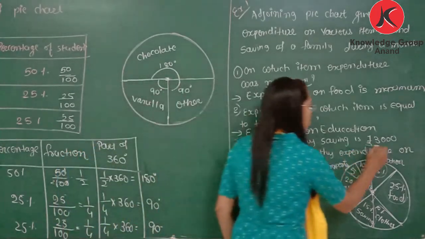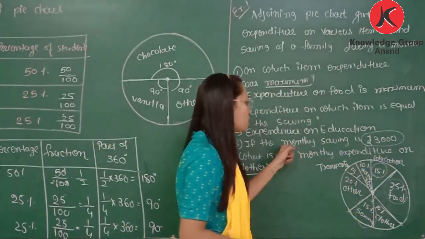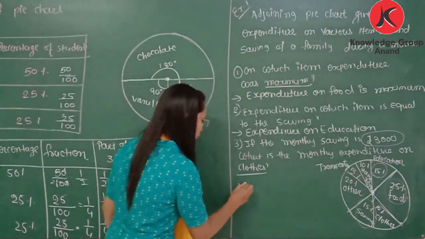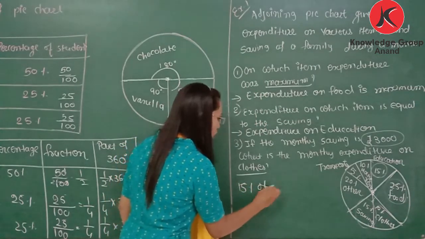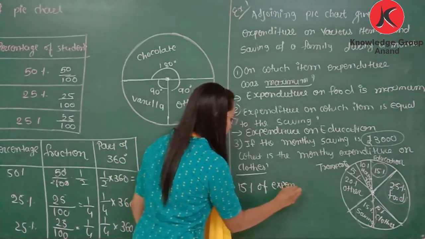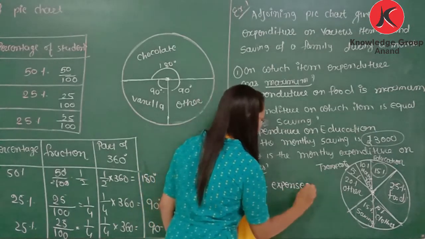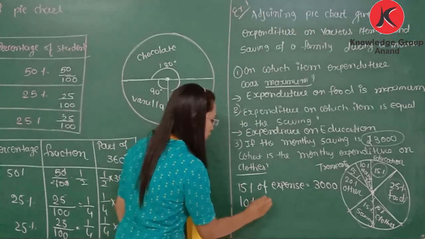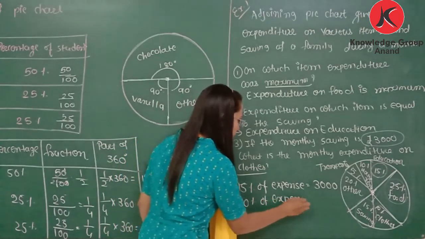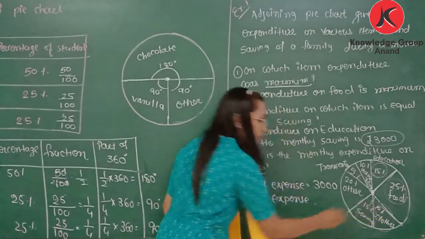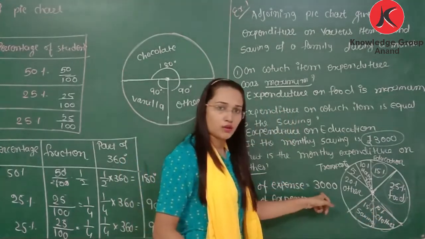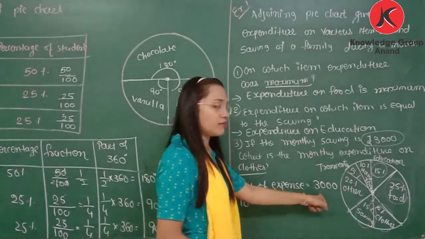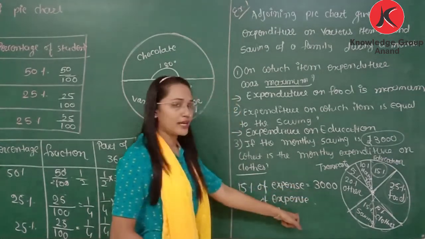Now next, if the monthly saving is rupees 3000, what is the monthly expense on clothes? Now it is given that 3000 rupees is the monthly saving. That is what? 15%. So we can write 15% of expense is 3000. So what is the 10% of expense? Because here clothes is what? 10%. So 15% is 3000. So what will be the 10%?